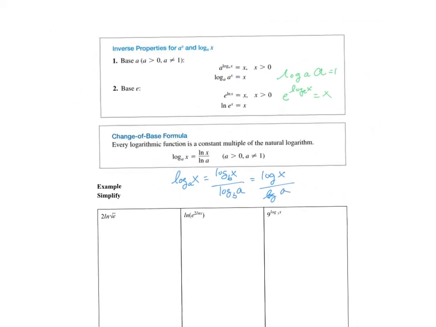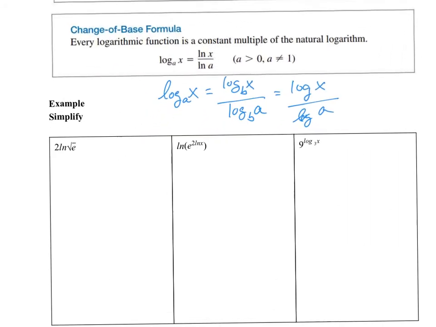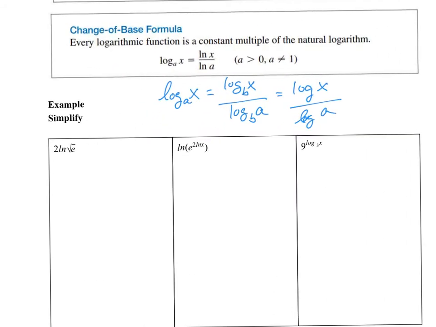Let's use these properties to simplify these 3 examples. Here, we can take the 2 and we can move it back up as an exponent. I also know that square roots and squares cancel. And I know that ln of e is 1 because it's log base e of e.